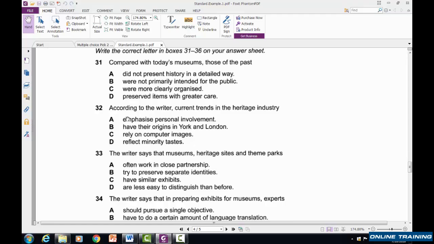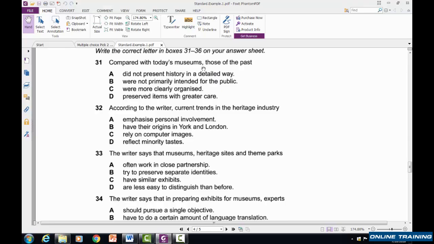I know where 32 and 33 are, right? So now I know that number 31 has to come before 32 and 34 comes after 33. So it makes it a little bit easier to find where these other questions are located. So let's go ahead and find number 31.